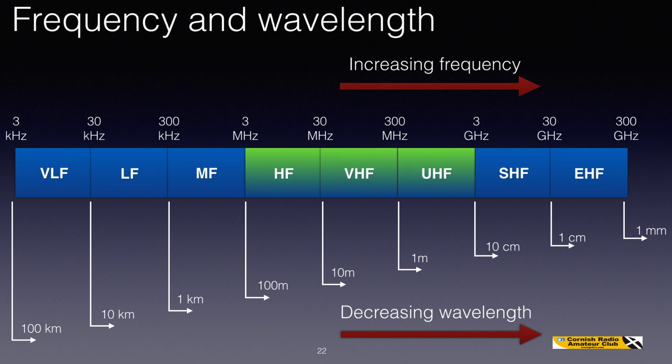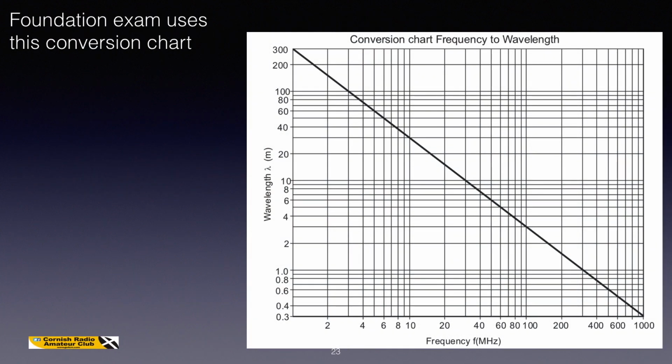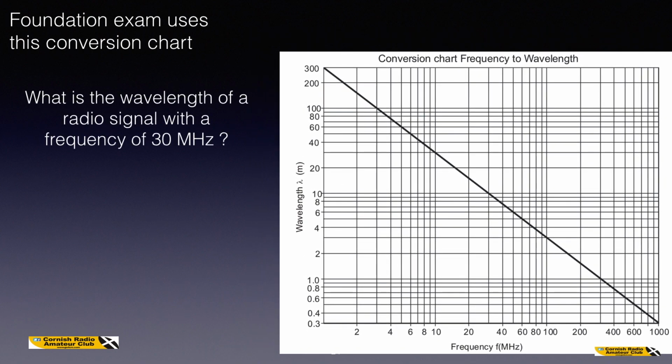Now, converting between frequency and wavelength, you can either use the formula V equals F lambda, which is not required for the foundation course, or you can use this chart which you're given in the handout EX301, and you will have this chart available to you in the examination itself. So let's have a look at an example of this. Then we could say, what is the wavelength of a radio signal with a frequency of 30 megahertz?